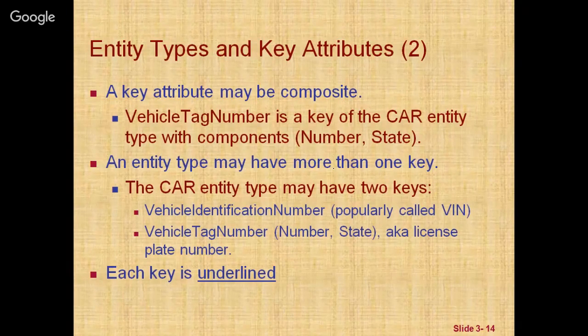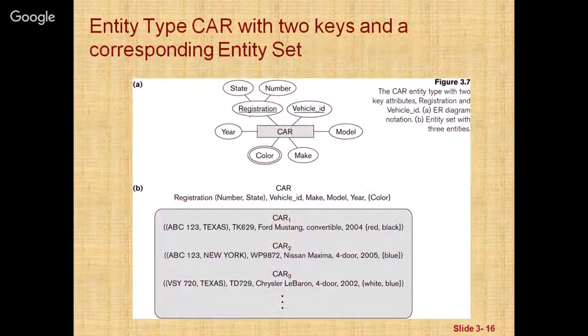An entity type may have more than one key. So the car entity type may have two keys. That is vehicle identification, which in the West is popularly called VIN, and vehicle tag number, that is number and state. Again, in Western countries, it is also known as the license plate number. Each key is underlined. You can see here, we have underlined each key.